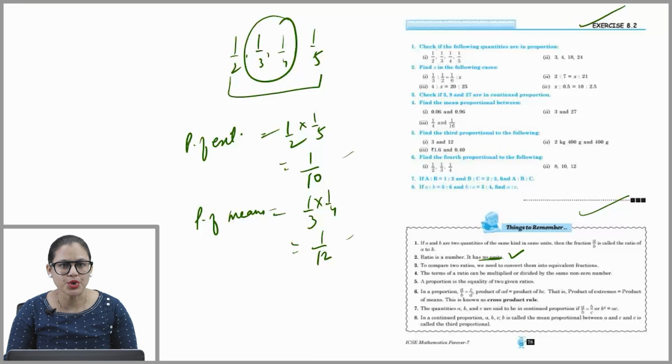5. A proportion is the equality of two given ratios. 6. In a proportion A by B equals C by D, product AD is equal to product BC. That is, product of extremes is equal to product of means. This is known as the cross product rule. 7. The quantities A, B and C are said to be in continued proportion if A by B is equal to B by C, or B square is equal to AC. 8. In continued proportion A, B, C, B is called the mean proportional between A and C, and C is called the third proportional.